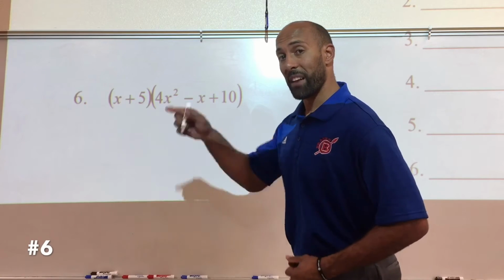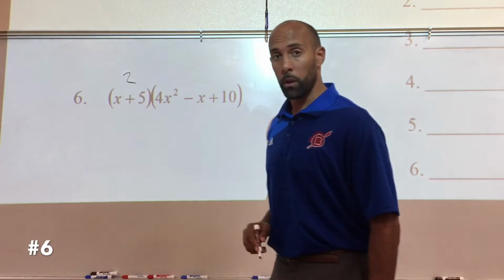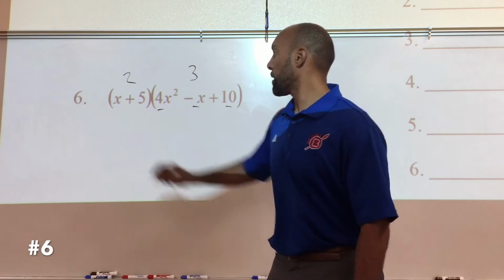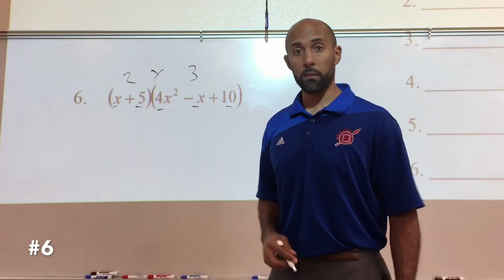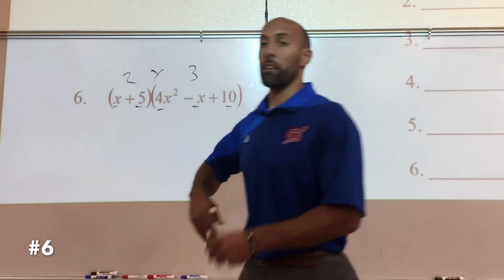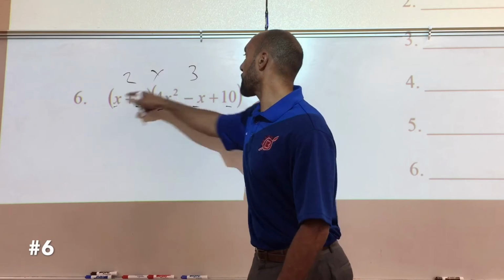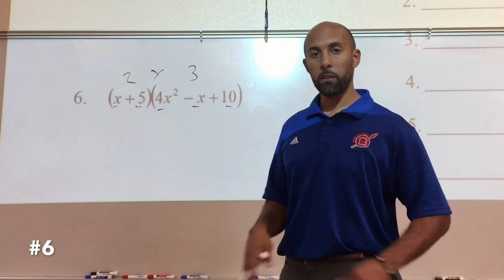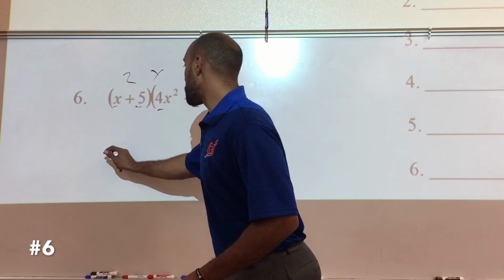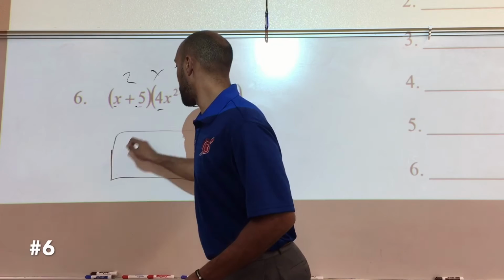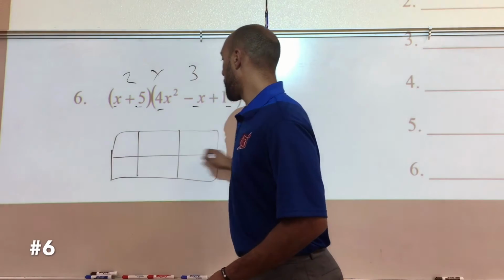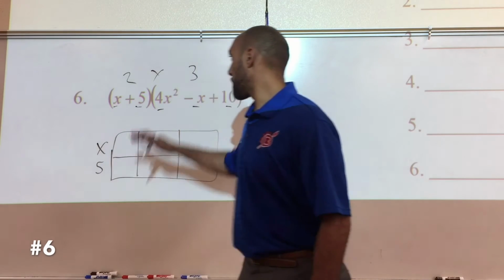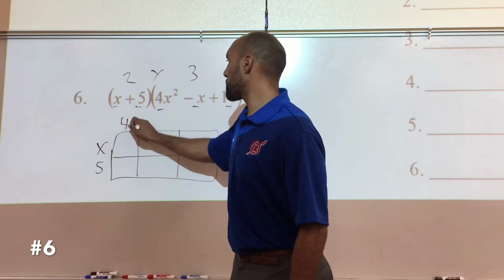Okay, so on the left, how many numbers? 2. On the right, how many numbers? 3. 1, 2, 3. 1, 2. 2 by 3 box. That's what we have to put. Okay, and again, if you want to do x to here, x to here, x to here, and then 5 to here, 5 to here, 5 to here, that's totally fine. If you don't know what I'm talking about, don't do it. Okay, 2 by 3 box. 1, 2, 3, and then divide it. Now on the left, x and the 5. On the top, the other terms that are on the right.